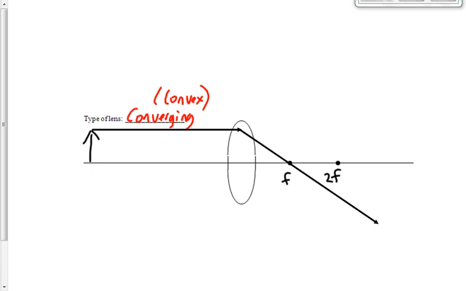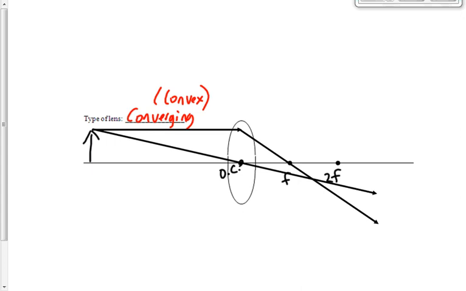The second ray is a little bit different than we've drawn before. The second ray is going to go through a point that we call the optical center, or the OC. Top of the object, down through the optical center. Where do you think it's going to go after it goes through the optical center? It's just going to keep going straight.